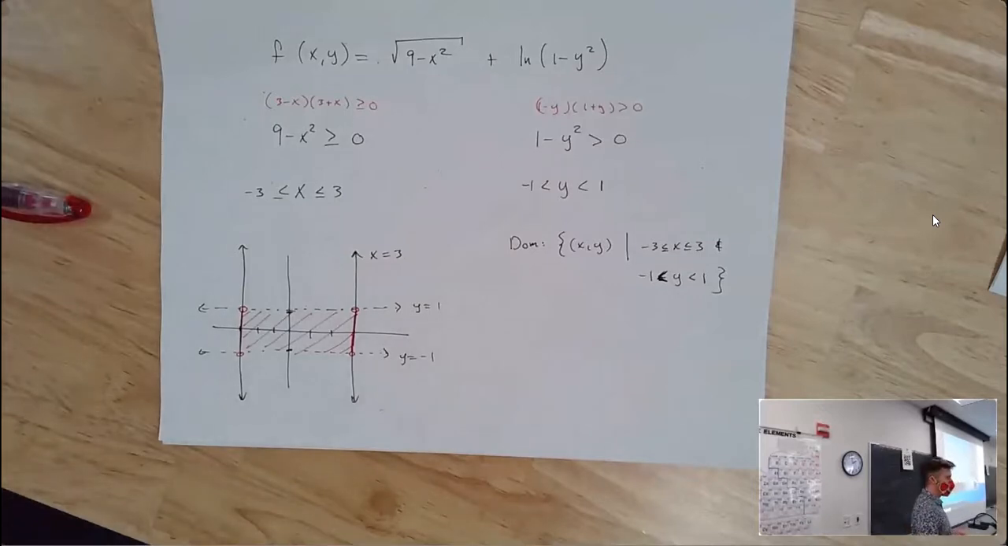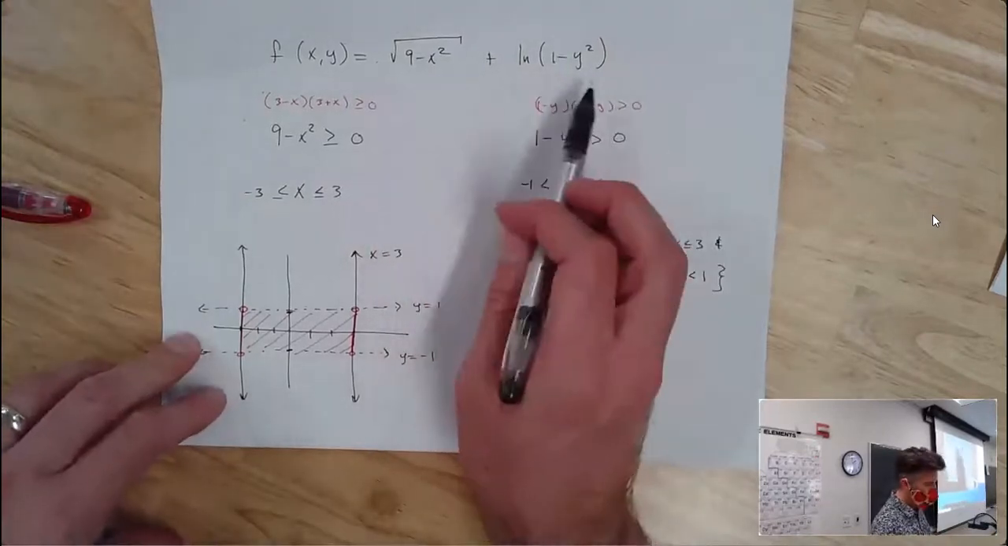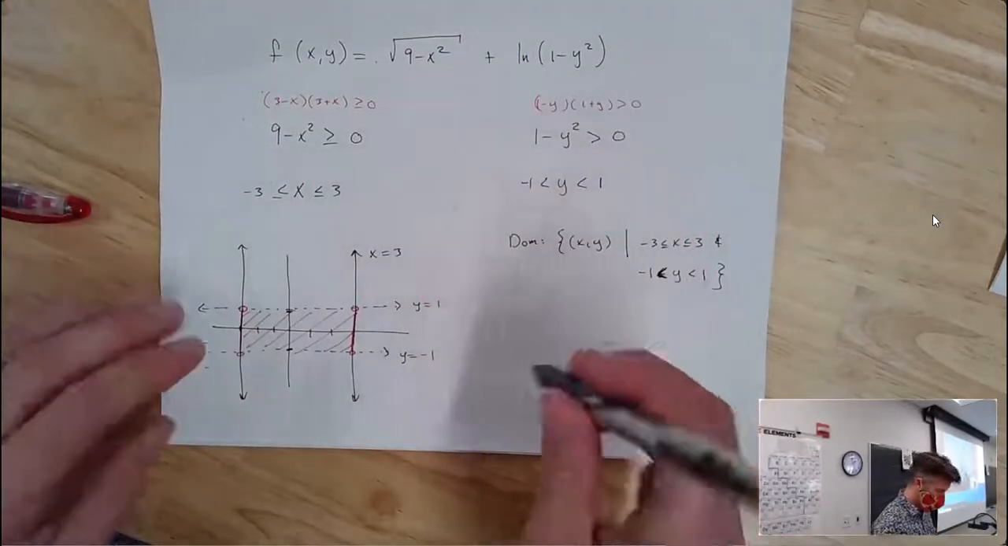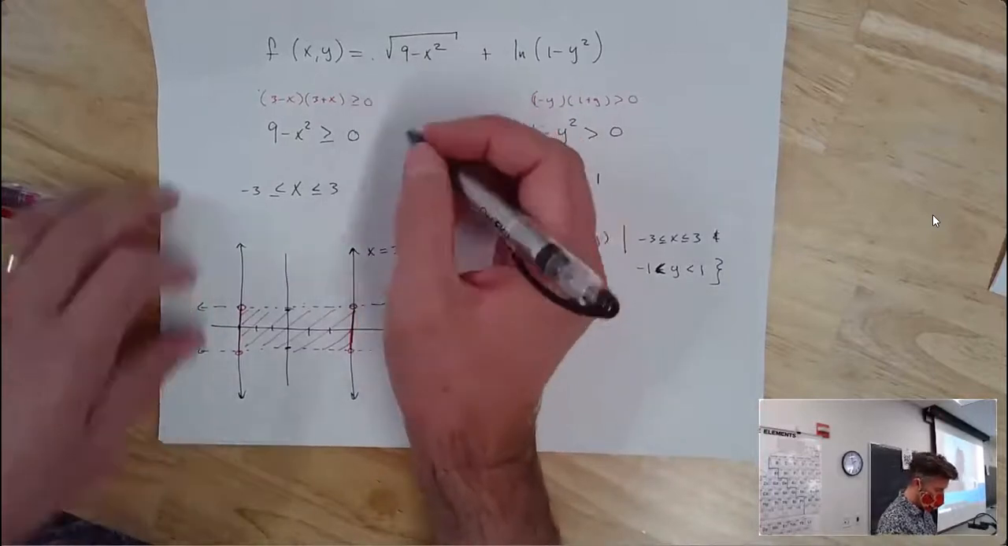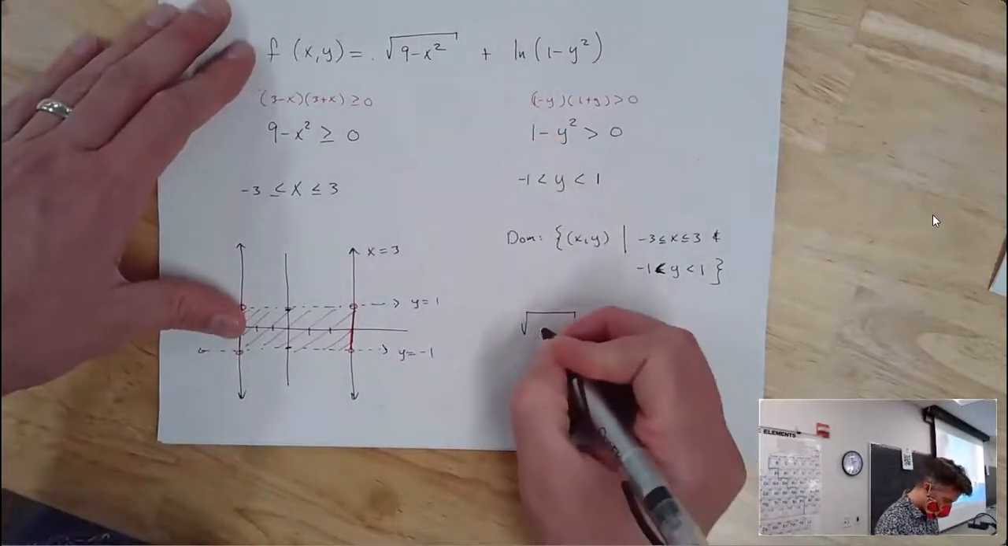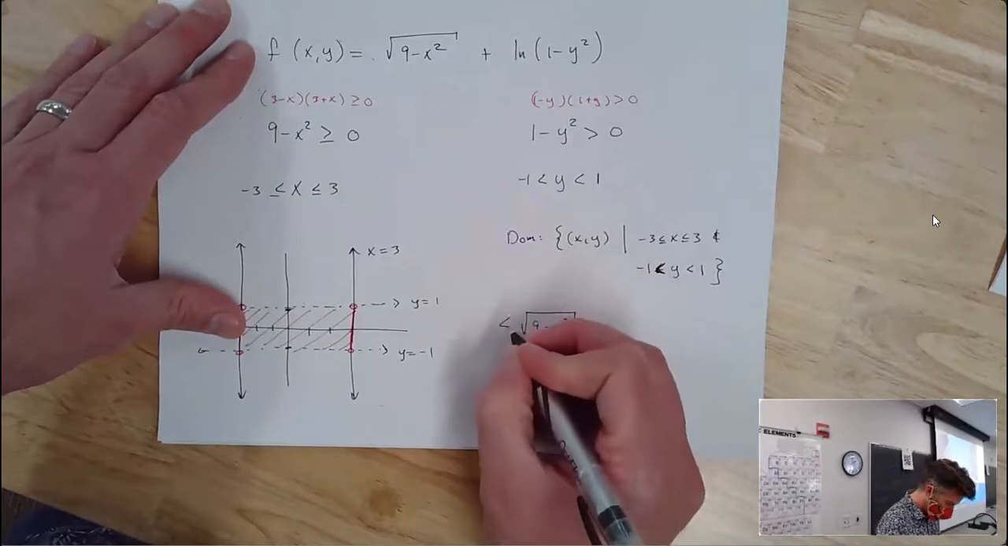We should talk about the range, because the range is actually moderately interesting here. The range is going to be a little bit of work. So these are kind of separate from each other. We're going to deal with them separately. Square root of 9 minus x squared. What's the smallest that could be?